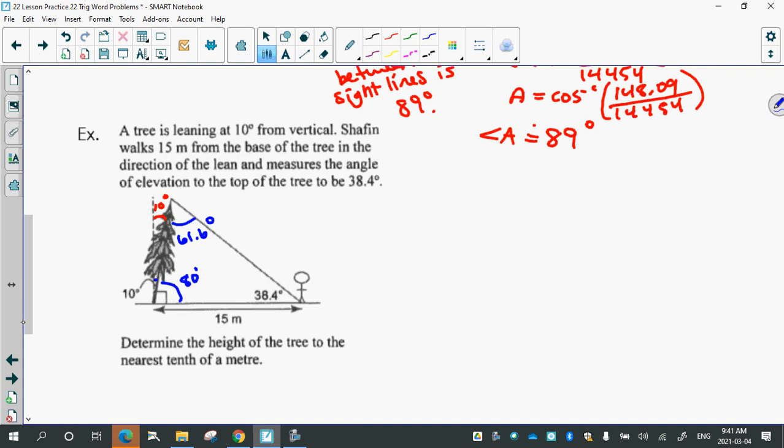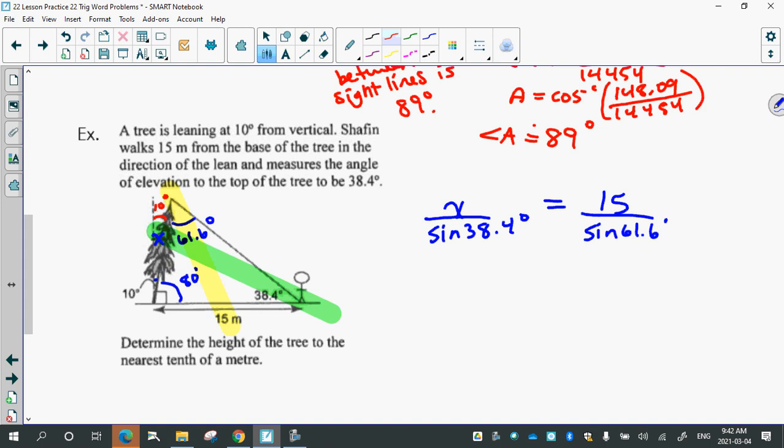So do I have a side angle here? I do. I have this side and this angle, and I want to find the height of the tree, so I'm going to use this pair and call the tree X. So the tree's slanted, it's tilted, but we're still finding its height. Okay? So X over the sine of 38.4 degrees is equal to 15, the side we know, over the sine of 61.6 degrees.